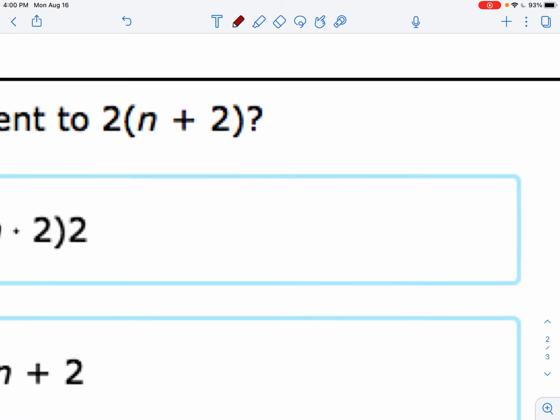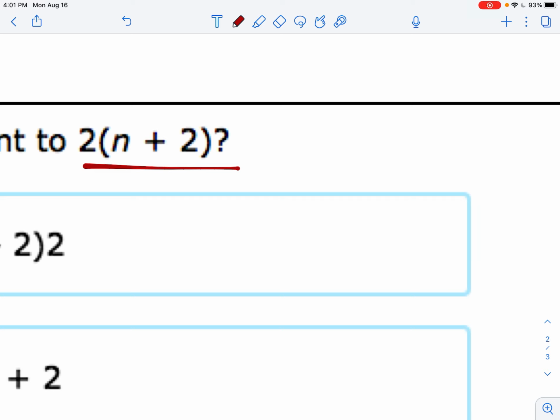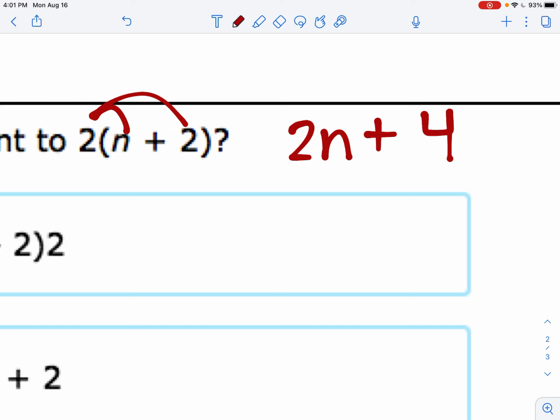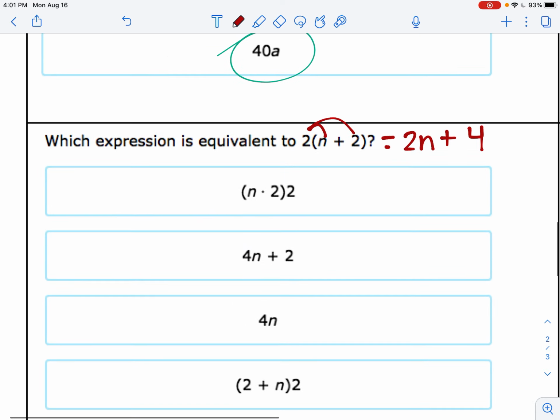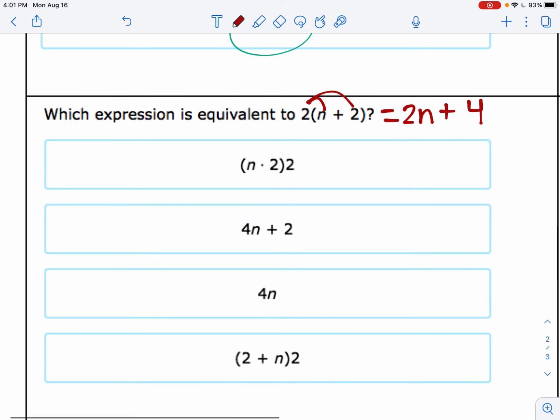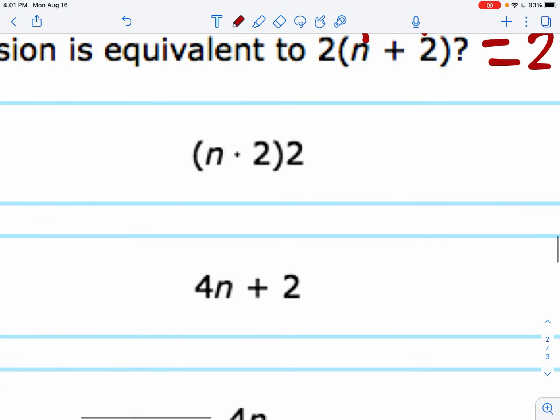I'm immediately going to go here and simplify. Immediately, I notice parentheses. I've got to distribute. So I'm going to say, okay, 2 times n is 2n, and 2 times 2 is 4. So that simplifies to 2n plus 4. Do I see that here? I actually don't. So what I'm going to have to do is go down the line and figure out which one of these matches. So I'm just going to evaluate every single one of these.